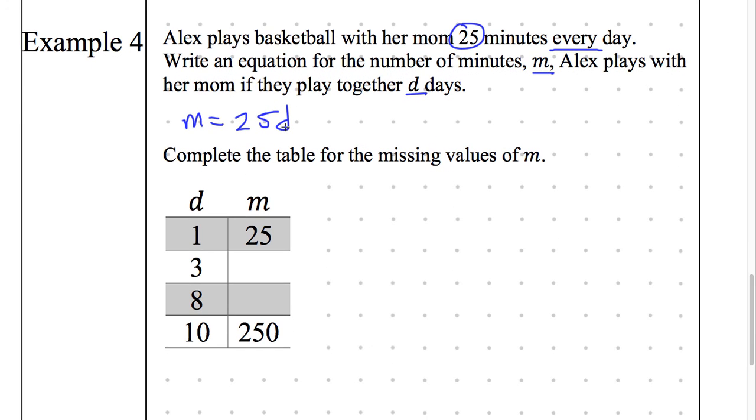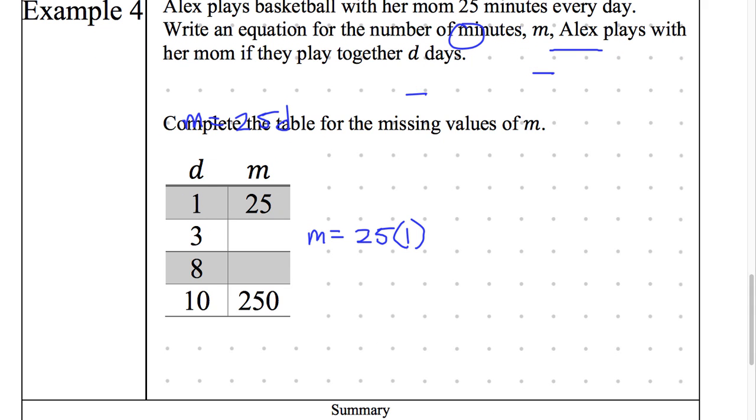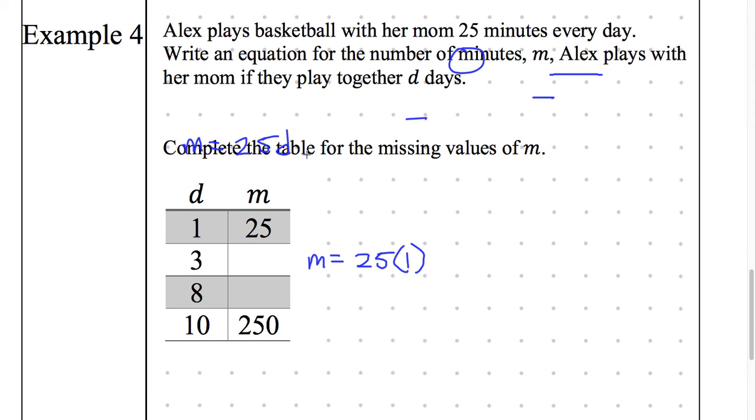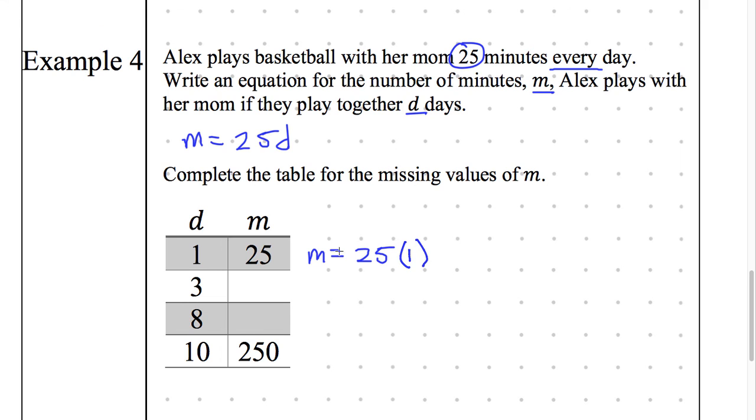Let's see if this works. If I plug in 1 for d, m is equal to 25 times 1. I plugged in 1 for d because d was 1. I don't know why that moved down, but okay, if I plug in 1 for d, I get 25 times 1, which is 25, that's the correct output. All right, so 25 times 1 gave us 25.